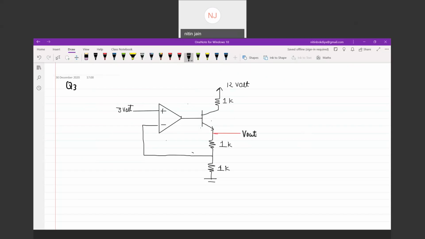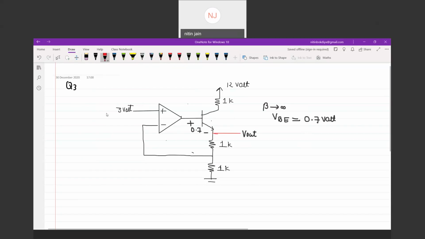Beta of the transistor is given as infinite, and the base-emitter potential drop for the transistor is given as 0.7. So this potential is 0.7 volt.